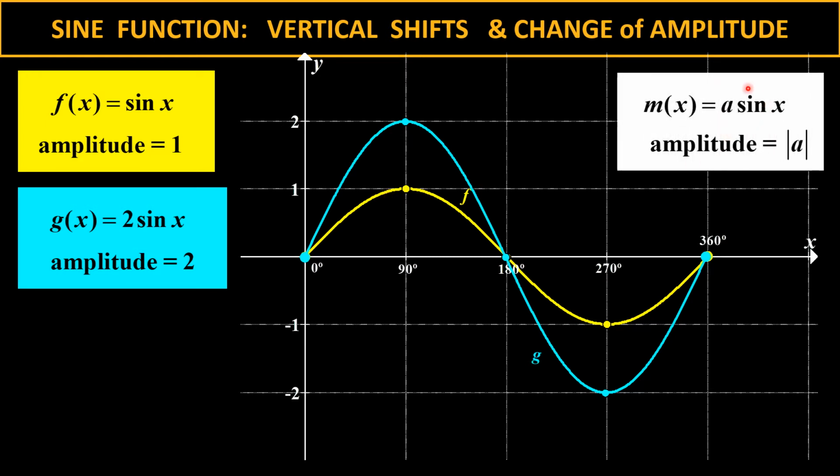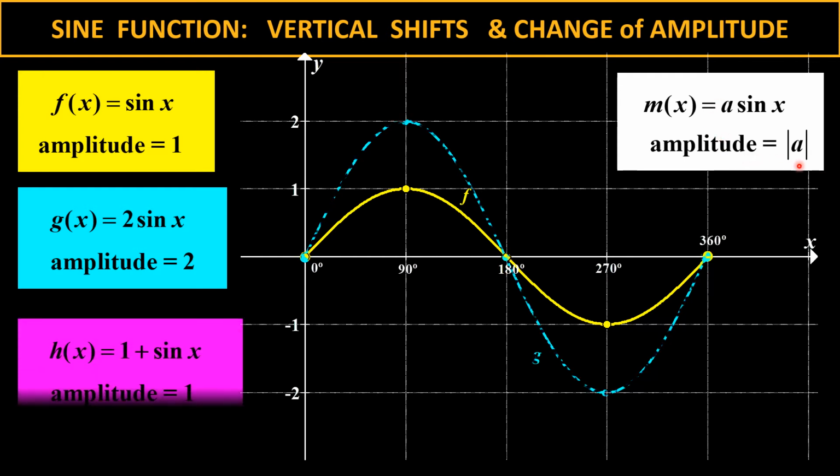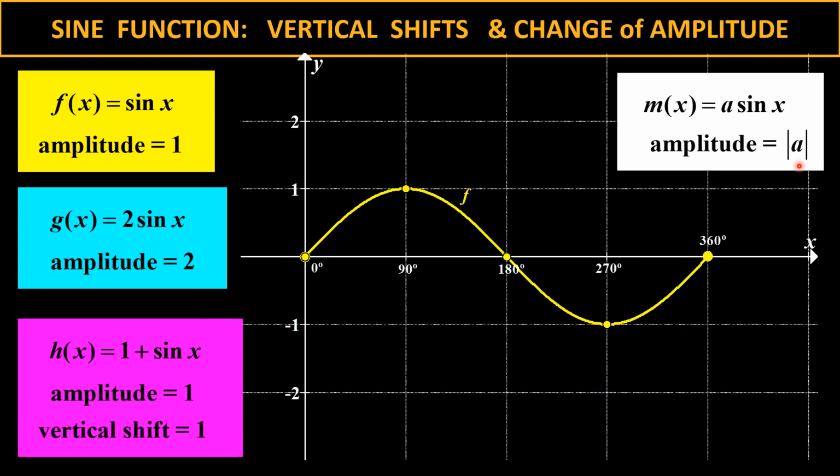So A here represents the amplitude then. Remember, the amplitude is always a positive value. Now let's look at this one. Let's take the other curve away there. 1 plus sine x.